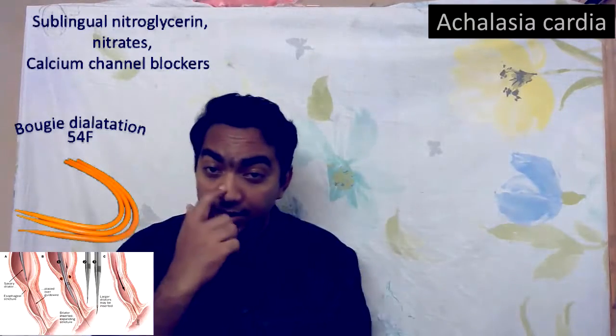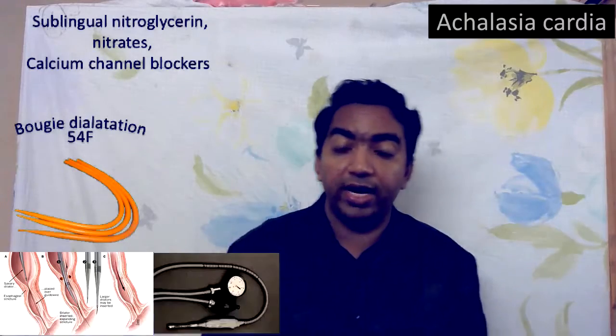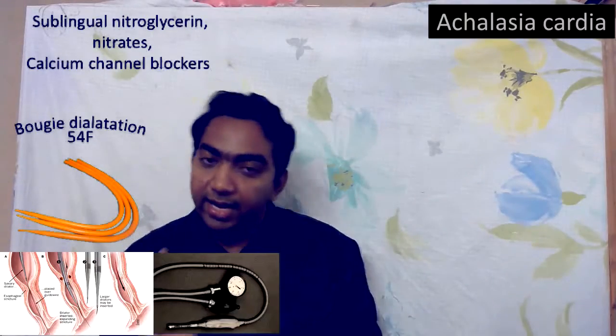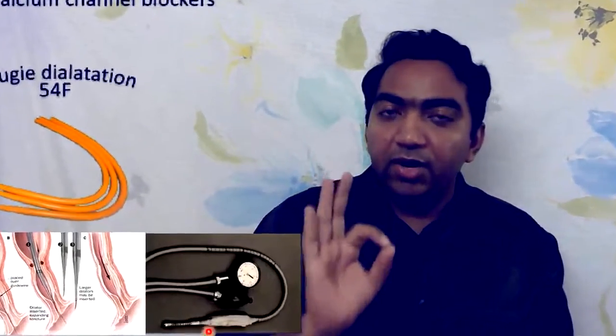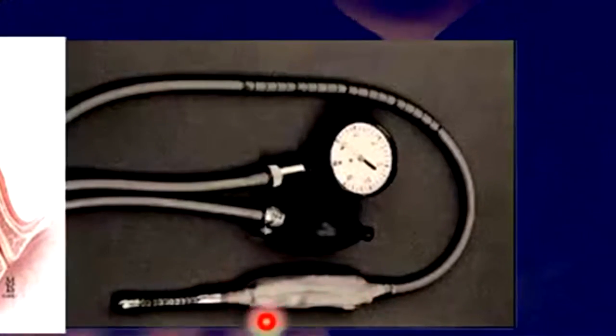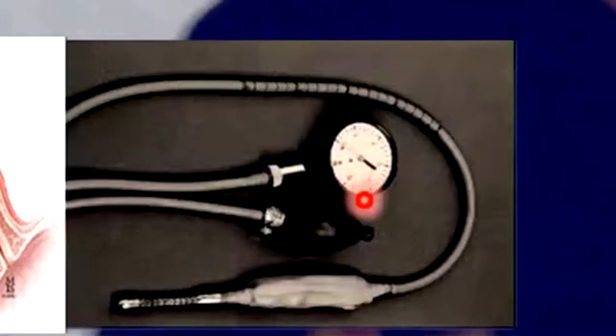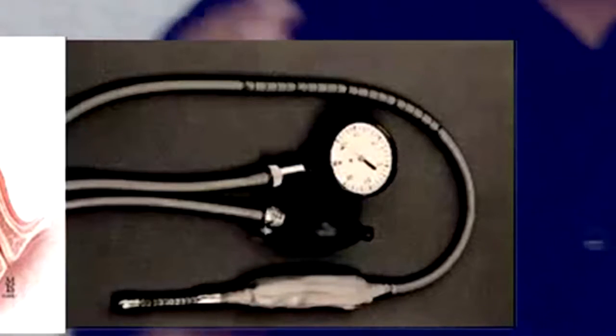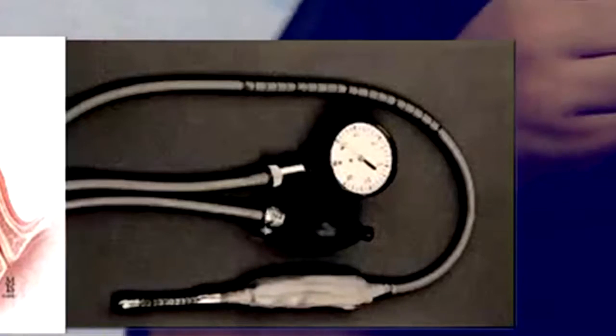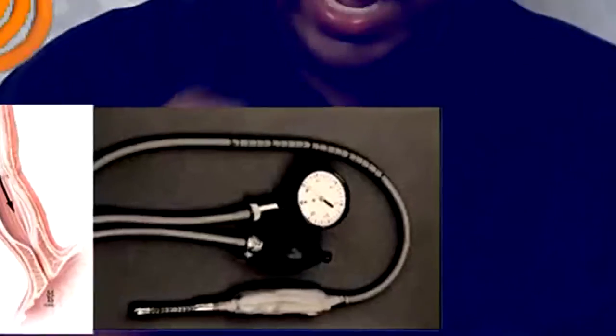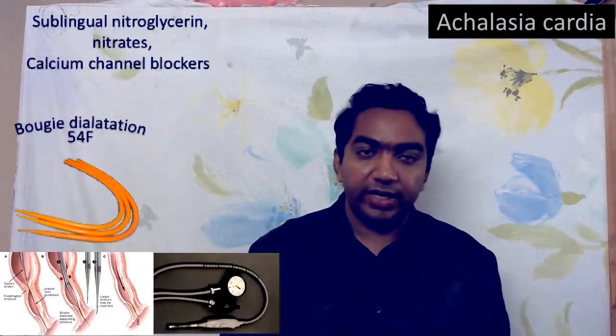This is another type of dilator. This is a balloon dilator, a Gruntzig type of balloon dilator. In that, we can see the balloon. The balloon is kept at the point of the lower esophageal sphincter, and the balloon is inflated with the help of a pressure monitor, so that we can monitor the pressure. And when the balloon is inflated, it dilates the lower esophageal sphincter.